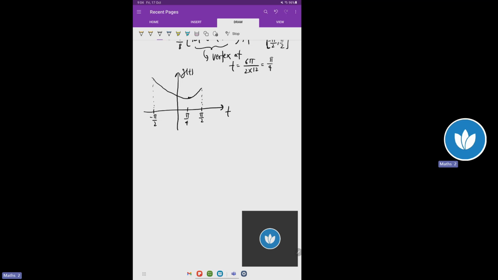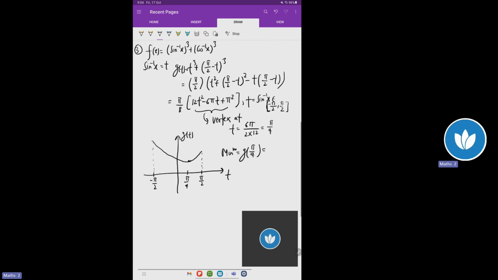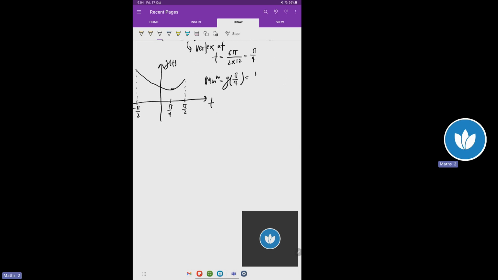Now, clearly from the graph we can see its minimum value would lie at pi by 4. So g of pi by 4. If you find this by inputting the function g here, this will be pi cube by 64 plus pi cube by 64. So this is going to be pi cube by 32.